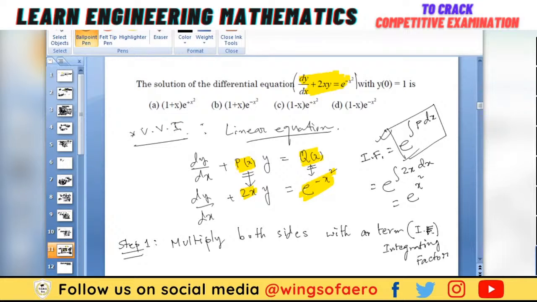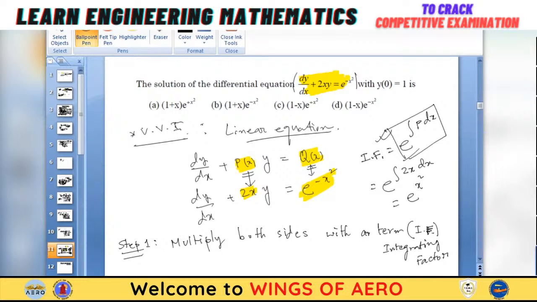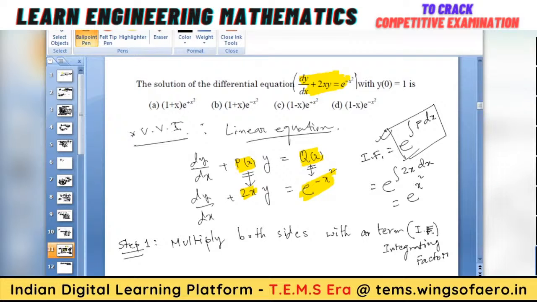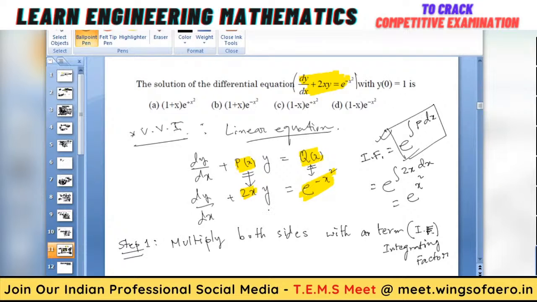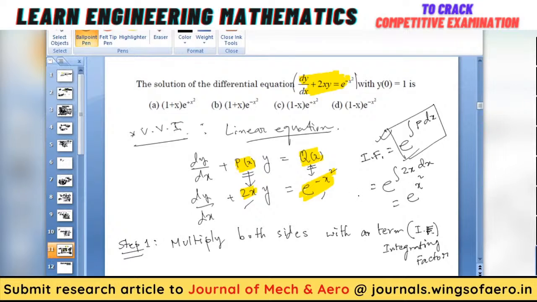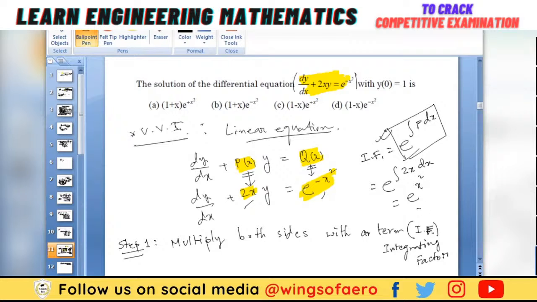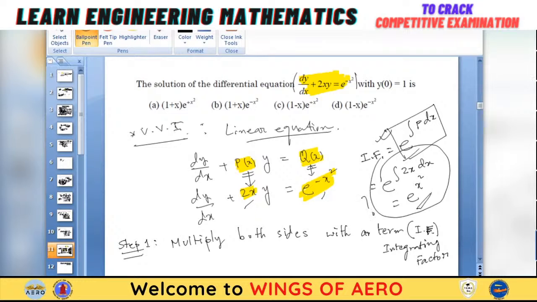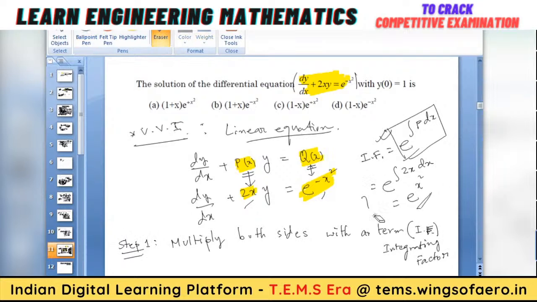So to solve any linear differential equation, first you need to find out the integrating factor, and this is the fixed formula, e to the power integration of P dx. You already have P, you already have Q. Just follow this formula, e to the power x square. Is there any doubt in this step? If you do not have any doubt, then go to the next step, multiplication.